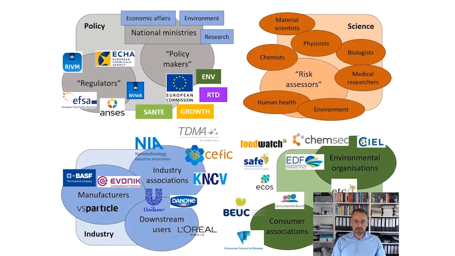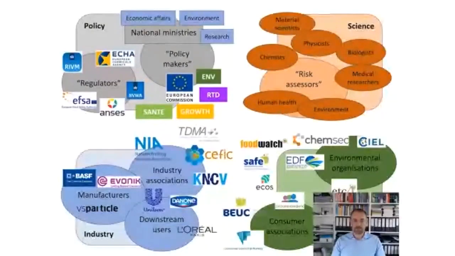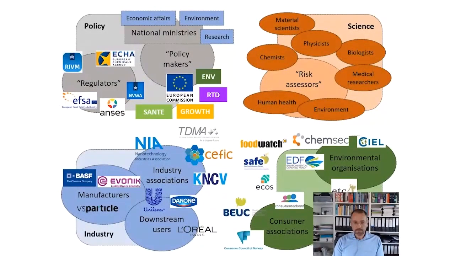And the picture that you see here tries to map the different stakeholders involved in the titanium dioxide case against 4 domains: policy, science, industry, and civil society. In the top left corner, we have stakeholders from the policy domain. This includes the regulators, those European and national authorities that assess and regulate the use of substances. EFSA, of course, plays an important role here, but so do other authorities like the French Agency for Food, Environment and Occupational Health and Safety, ANSES, as well as the Netherlands Food and Consumer Product Safety Authority, the NVWA.